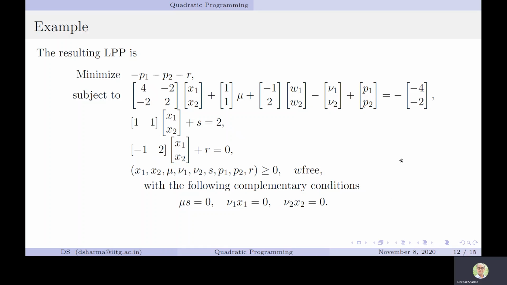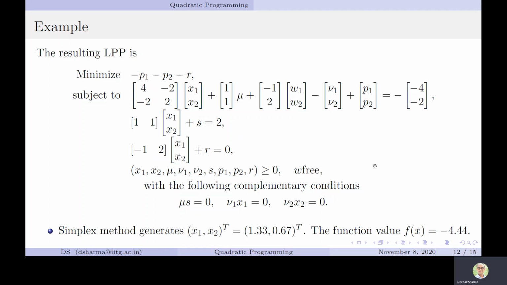Now this is the LLP, and this we can solve using the simplex method. Since we already know how the simplex method works, I'm showing you the direct result that the simplex method generates the result as 1.33, 0.67, and the function value is minus 4.44.